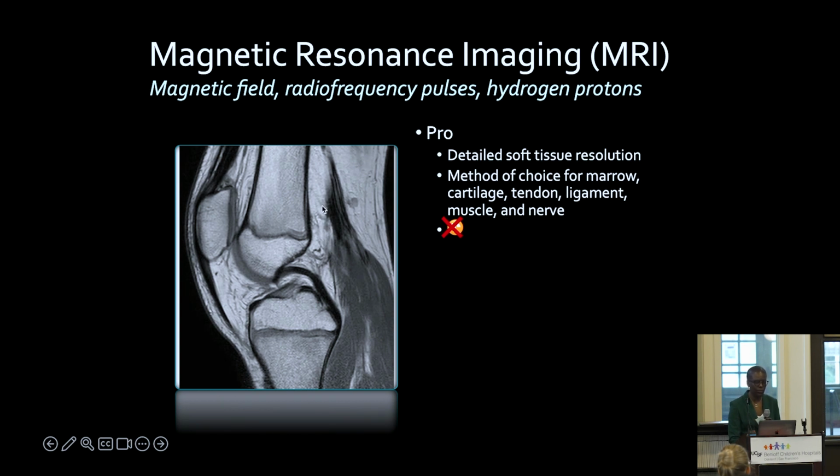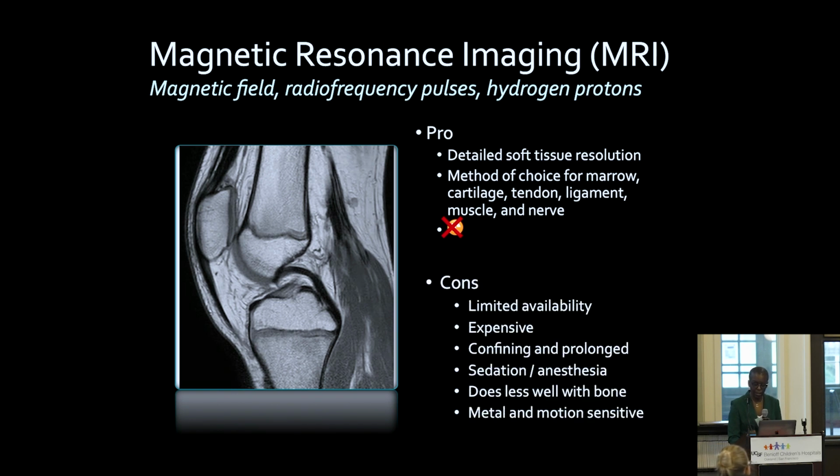So in this sagittal view of the knee, we can see the muscle as distinct from the fat, as distinct from ligaments, the posterior cruciate ligament, and then we see the marrow. We see how exquisitely we see the calcium as well along the patella and the distal femur.